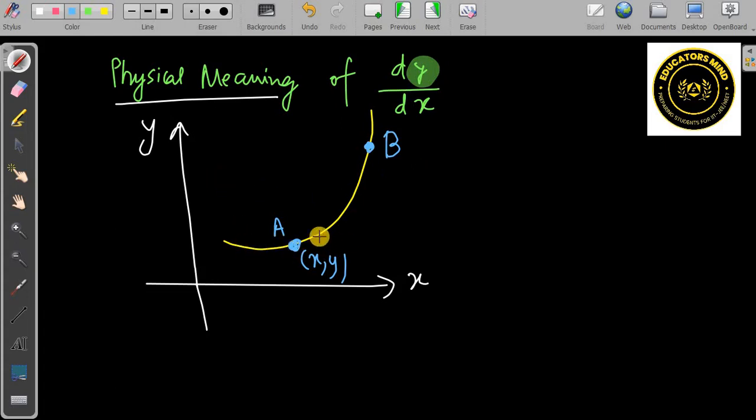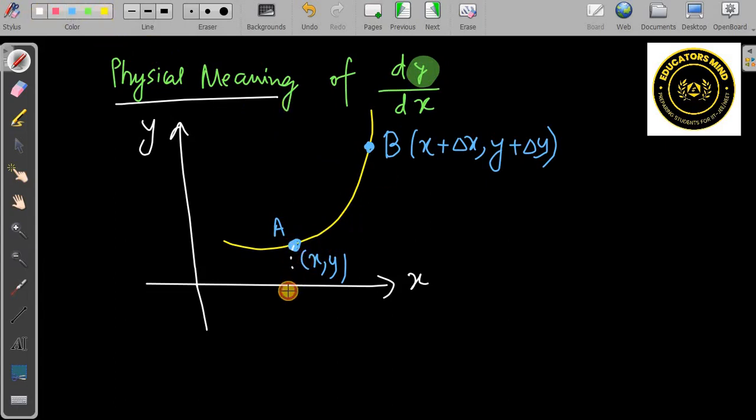Now to go from A to B, or to go from the first point A to any other point on the graph, you want to move, right? So you have to change x and you have to change y. So let us say this is x plus delta x and this is y plus delta y, right? Here x is the x coordinate and y is the y coordinate of the point A. Delta x and delta y are the changes that you have to make, right?